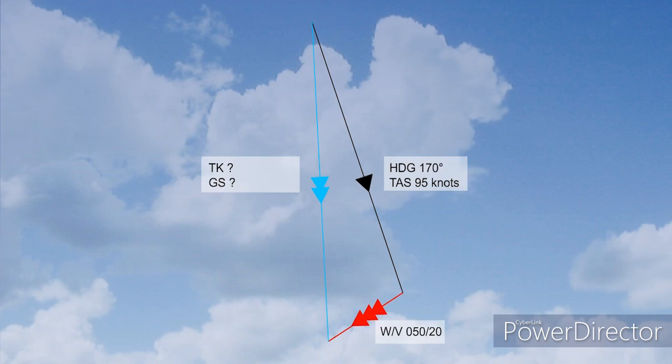We'll use an example to help explain the method. What is the track and ground speed if the wind velocity is 050 degrees at 20 knots, the heading is 170 degrees, and the true airspeed is 95 knots?